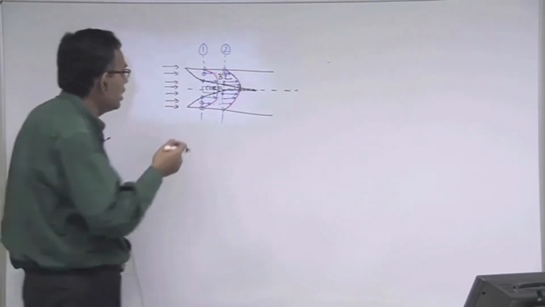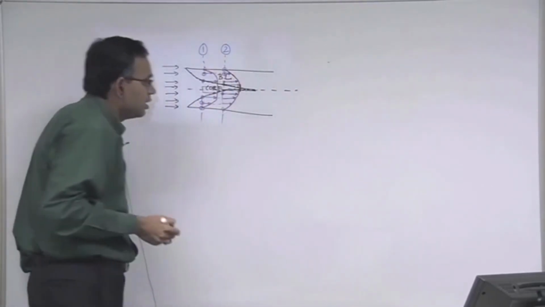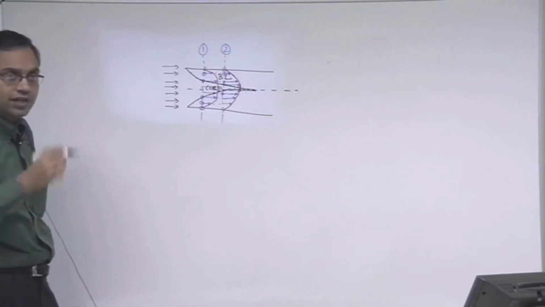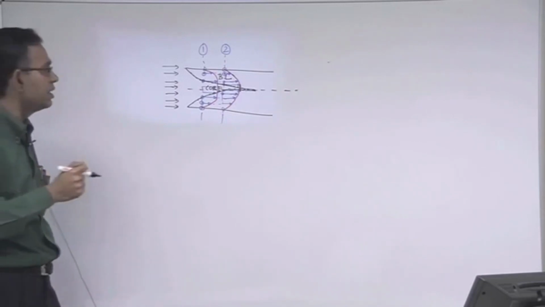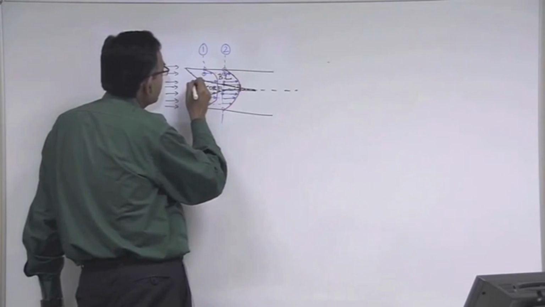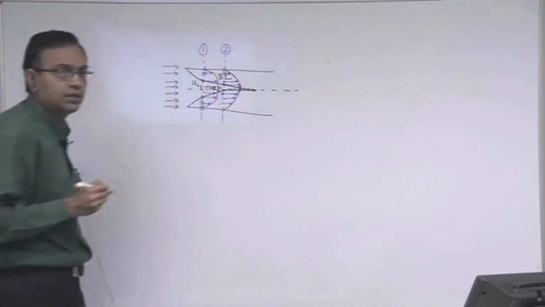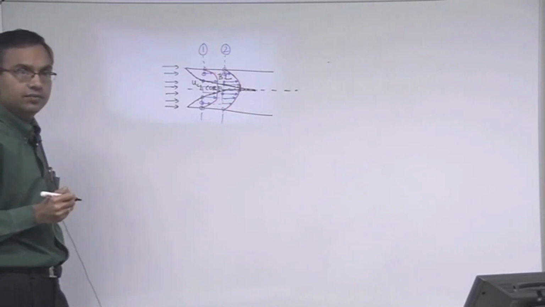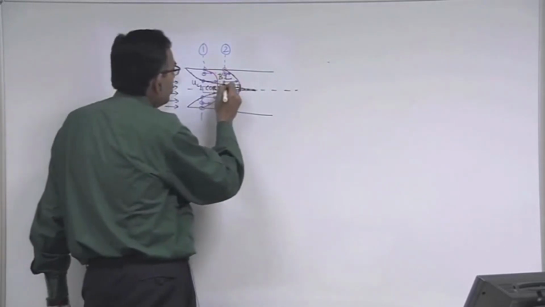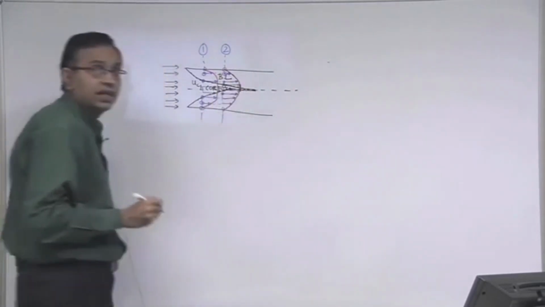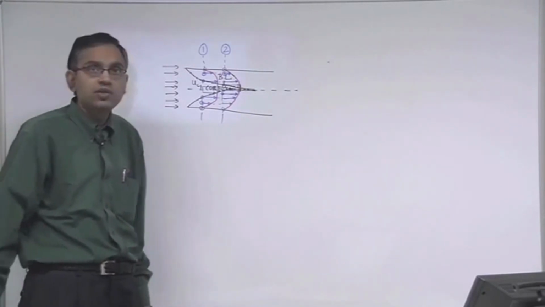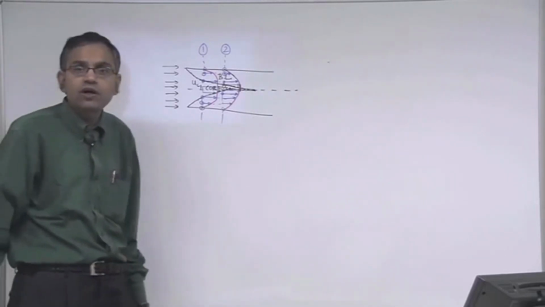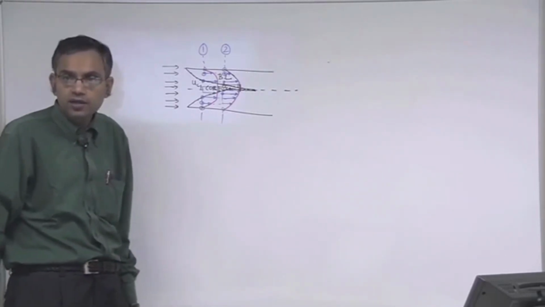Now, in this region there is something quite interesting that takes place. First of all, what happens to the core region? Let us say that UC1 is the velocity in the core region at section 1, and let us say UC2 is the velocity in the core region at section 2. Now, the question is which one of these is more, UC1 or UC2?